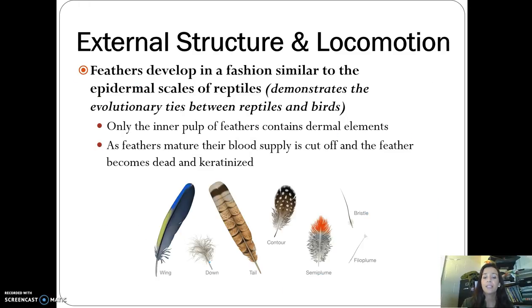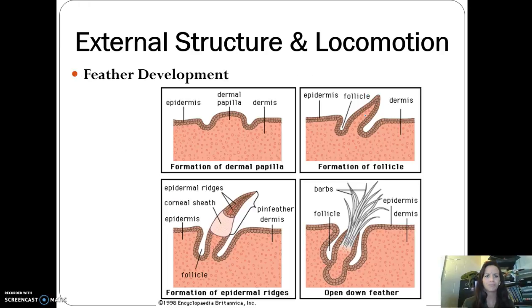The feathers themselves develop in a fashion that's similar to the scales of reptiles, which is another important concept to demonstrate that tie in evolution between reptiles and birds. Only the inner pulp of the feathers has the dermal elements, and as those feathers mature, their blood supply is cut off and the feather becomes dead and keratinized.